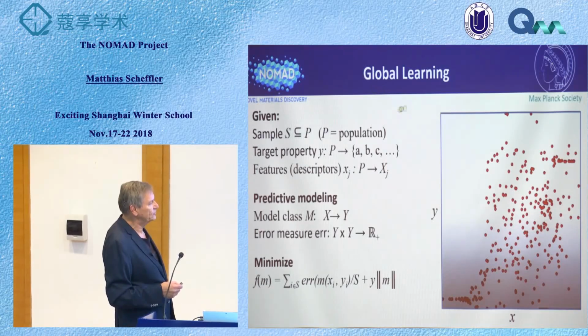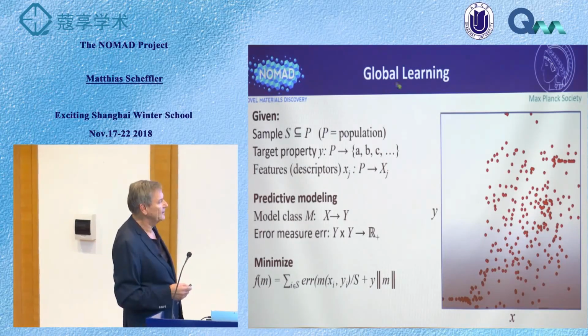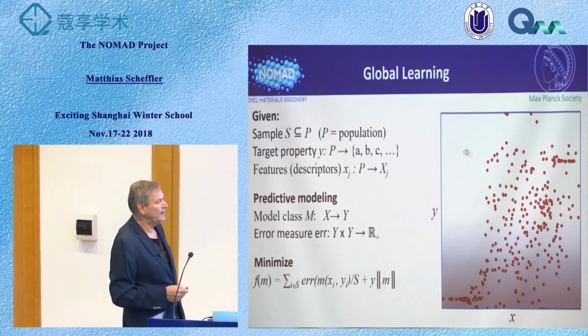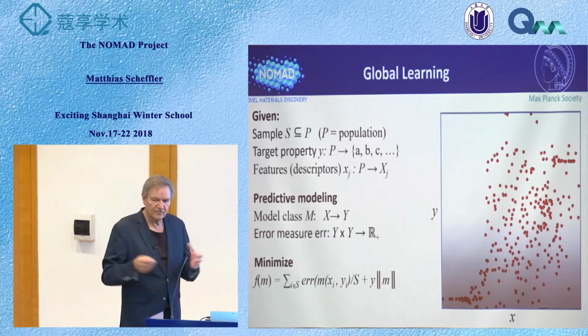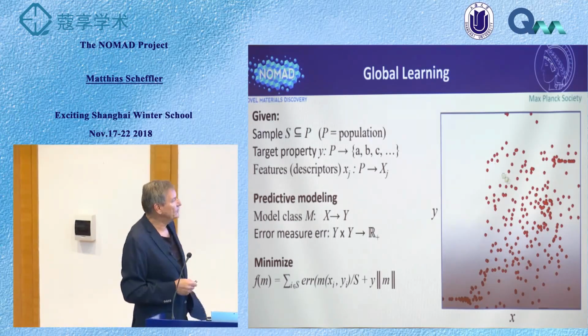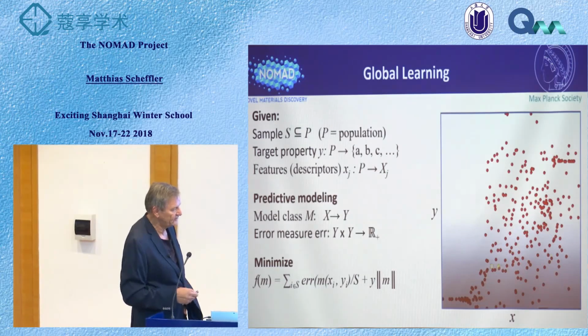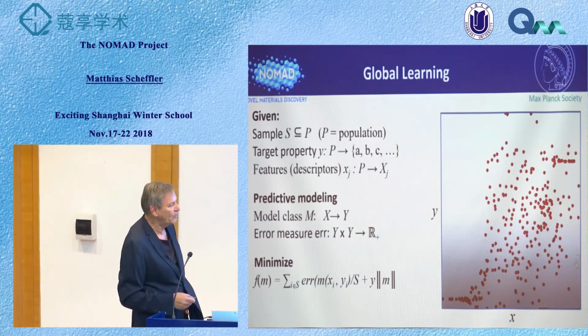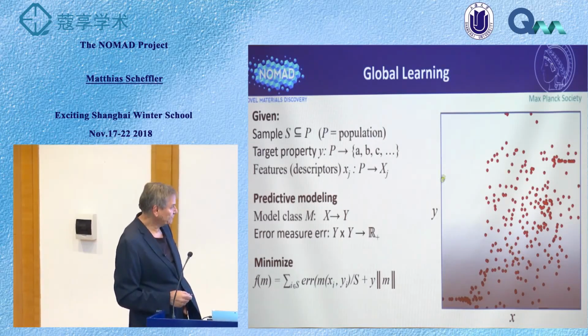I just wanted to do this in a tutorial way here. Global learning in general means you have a population, that is, a certain type of materials. From this type of materials, you have samples, and this is just an example, more of an academic one. You have 900 points, and for these 900 points, you have an x coordinate and a property, which is y.